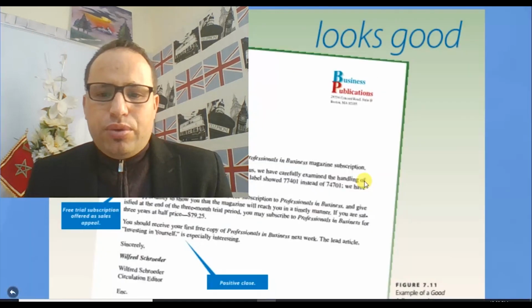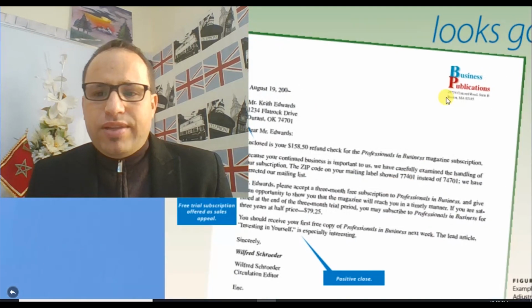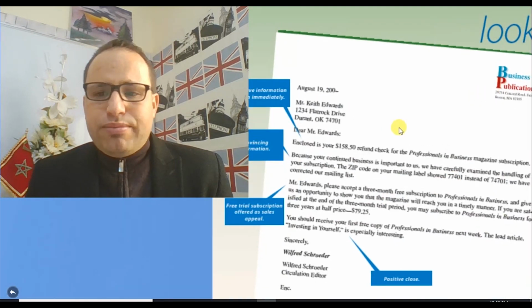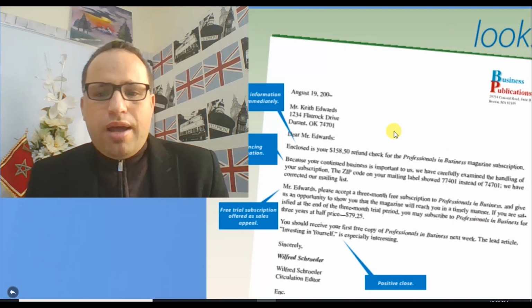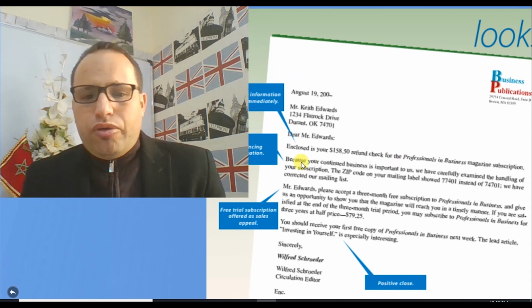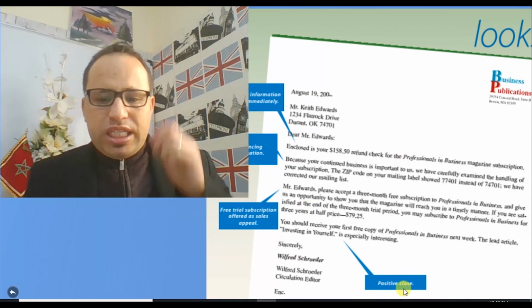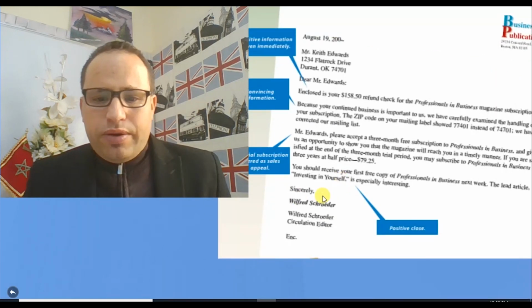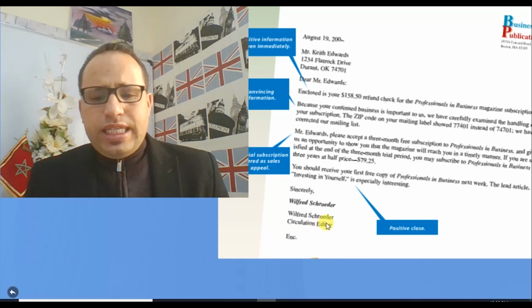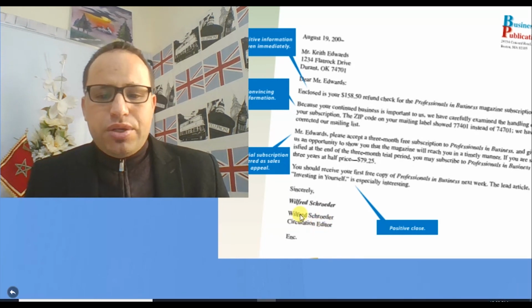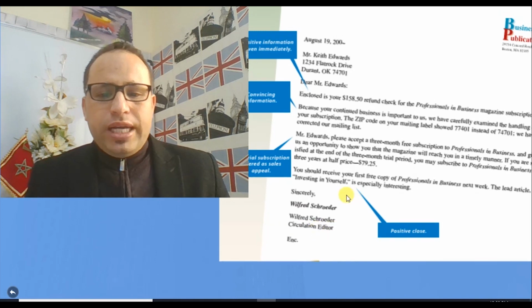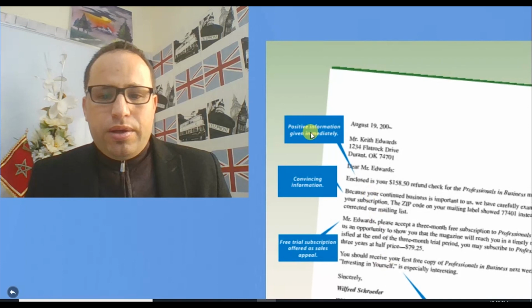Here is another example. As you see here, we have the letterhead. Okay, it is already customized and printed on the stationery of the company. Then the date, the inside address, the salutation. Okay, the opening remarks, the body, and positive closing remarks. Okay, sincerely, Wilfred Schroeder, circulation editor. So I think I said it. If you are writing on behalf of a company, write your name and your identification or your position.